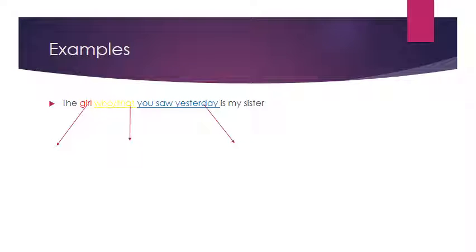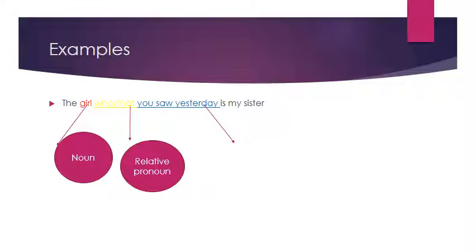So, check the example. The girl who or that you saw yesterday is my sister. First of all, where is the noun we are talking about? It is the girl. Where is the relative pronoun? وين اسم الوصل موجود؟ ضمير الوصل. It is who or that is the relative pronoun. طب where is the relative clause؟ الجملة كلها وينها؟ It is who or that you saw yesterday. هاي الجملة كلها بسميها relative clause.